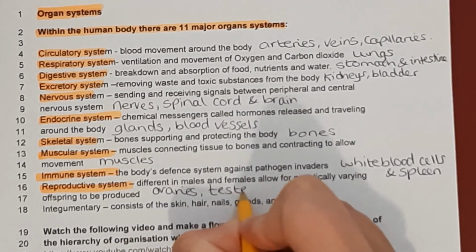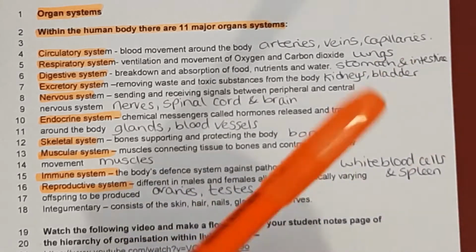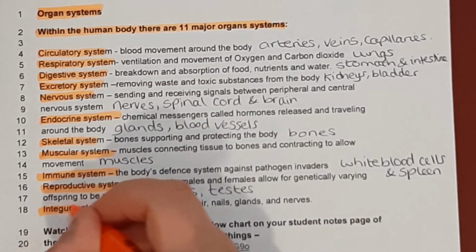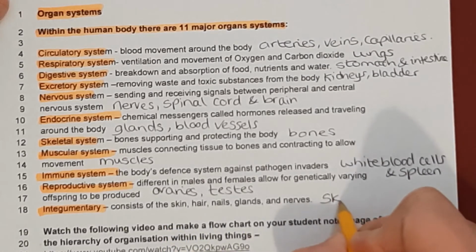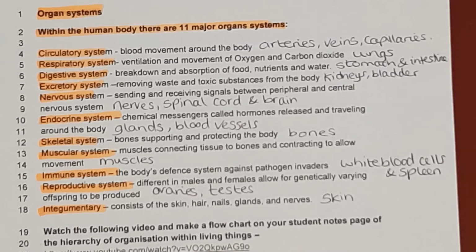And then you've got the integumentary system, which is the skin, the hair, the nails, the glands, the nerves. That's kind of listed already, so we'll put skin. So you've got all of those, which is part of the human body.